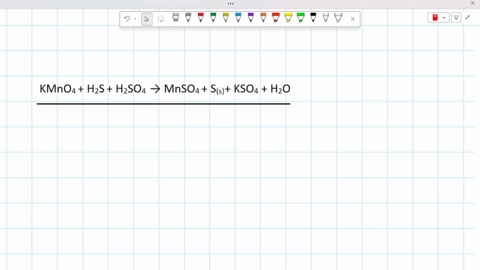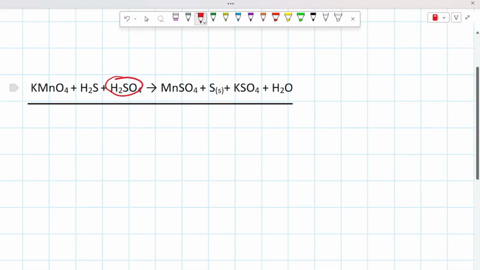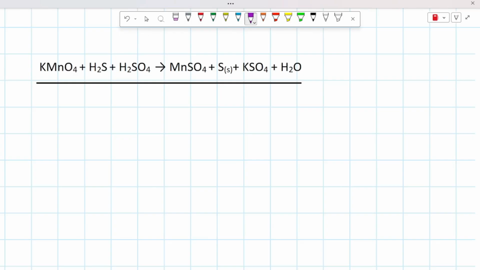In this video, we're going to learn how to balance an acidic redox equation. First of all, we can see that it's acidic because we have sulfuric acid right here. The first step is finding the oxidation state. For that, there are multiple rules.